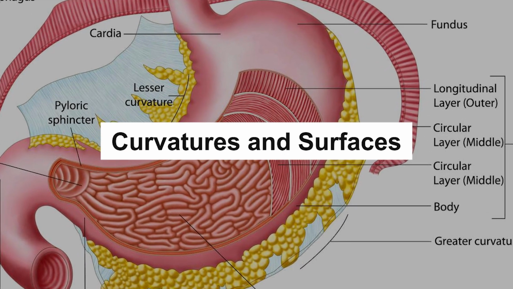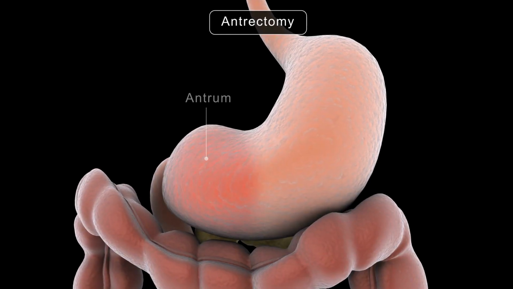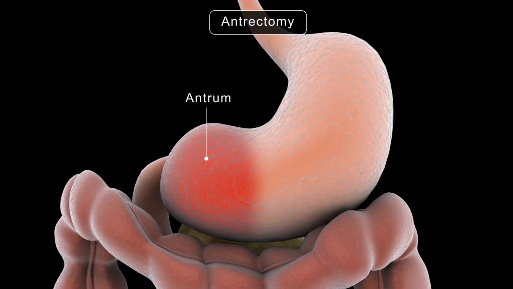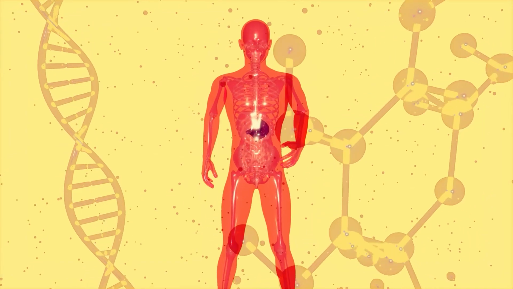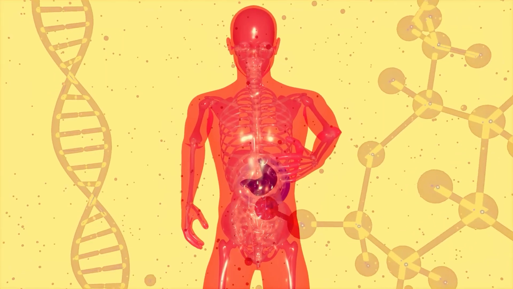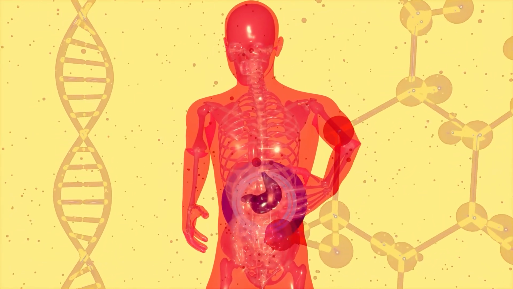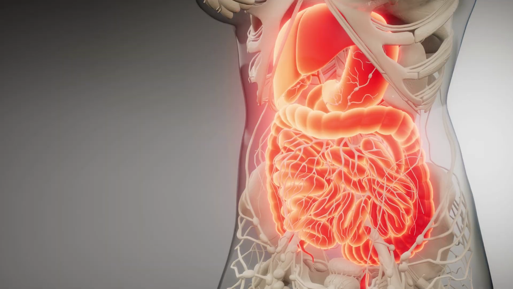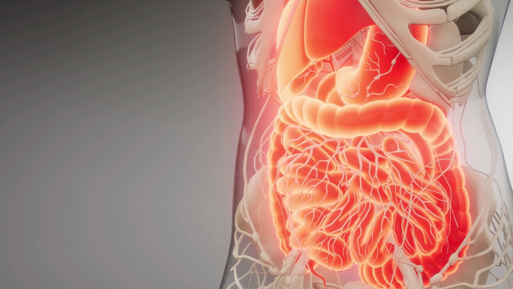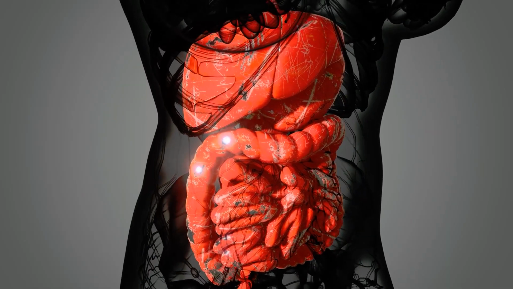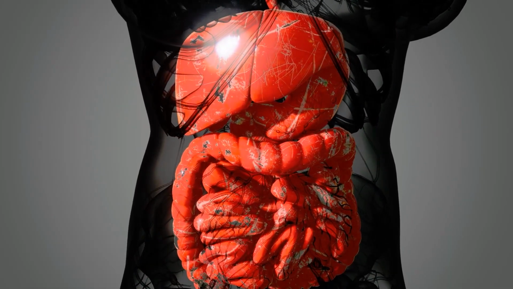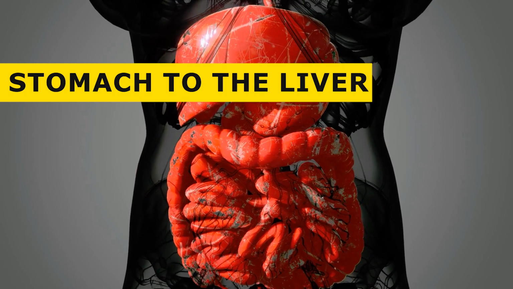Curvatures and surfaces. The greater curvature is the longer, convex lateral border of the stomach that extends from the cardia to the pylorus. It provides attachment for the greater omentum, a significant peritoneal fold that drapes over the intestines. The lesser curvature is the shorter, concave medial border of the stomach. It serves as the site of attachment for the lesser omentum, which connects the stomach to the liver.